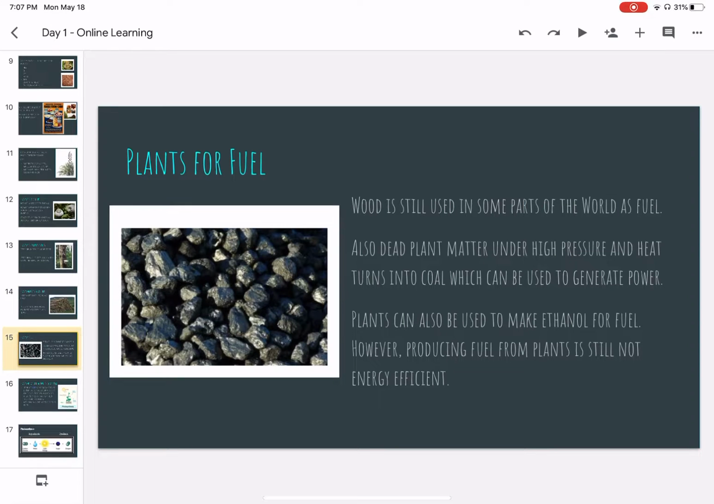So, plants for fuel. Wood is still used in some parts of the world as fuel, or even if you're camping, you light up a fire and roast some hot dogs or marshmallows. Maybe you cook a steak over the fire. You were using wood as your cooking fuel that day. Dead plant matter, and we've talked about this a little bit earlier in the year, and also dead animal matter, under high pressure and high heat can turn into coal. Some of the original trains were powered by coal, burning coal is how they received their energy. And plants can also be used to make ethanol for fuel.